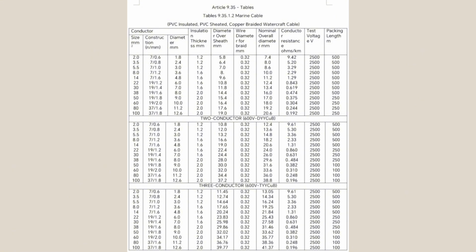As you can see, this outlines the specification of a marine cable. This slide defines a specific type of cable. A marine cable is made with PVC insulation, a PVC sheath, and has a copper braid. This is likely used for electrical systems on boats or in wet locations.